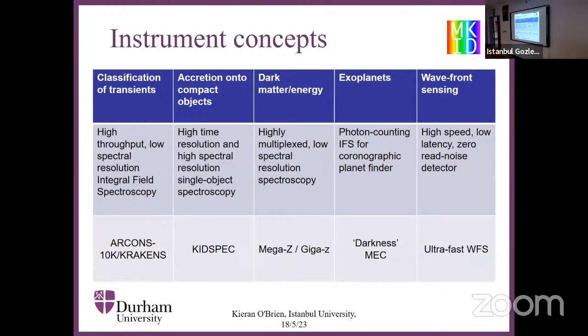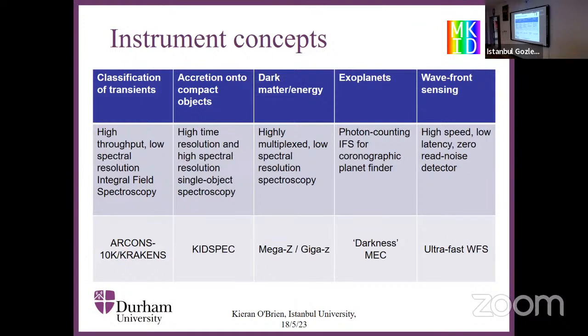So now we have these arrays of MKIDs. We can have our notional 10,000, 20,000 pixel MKID array. What can we do with it? How can we use these detectors to push in certain areas of astronomy?